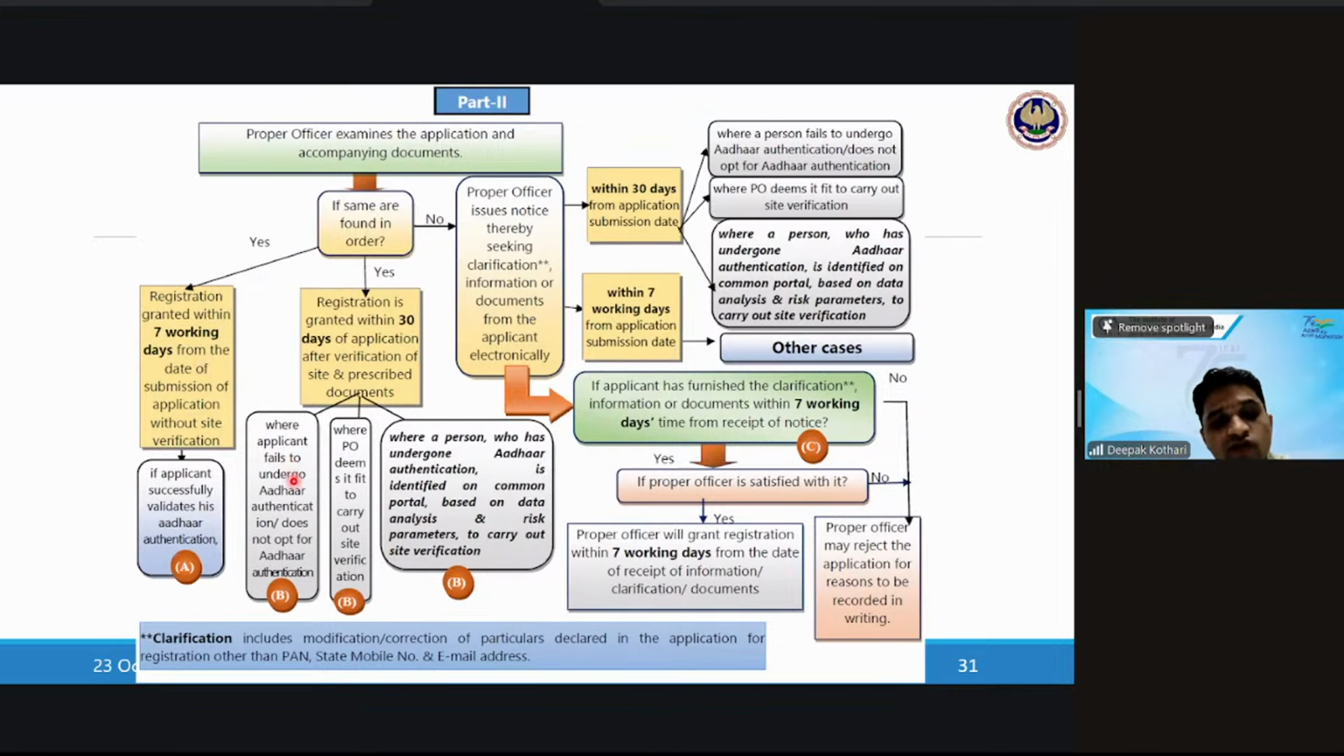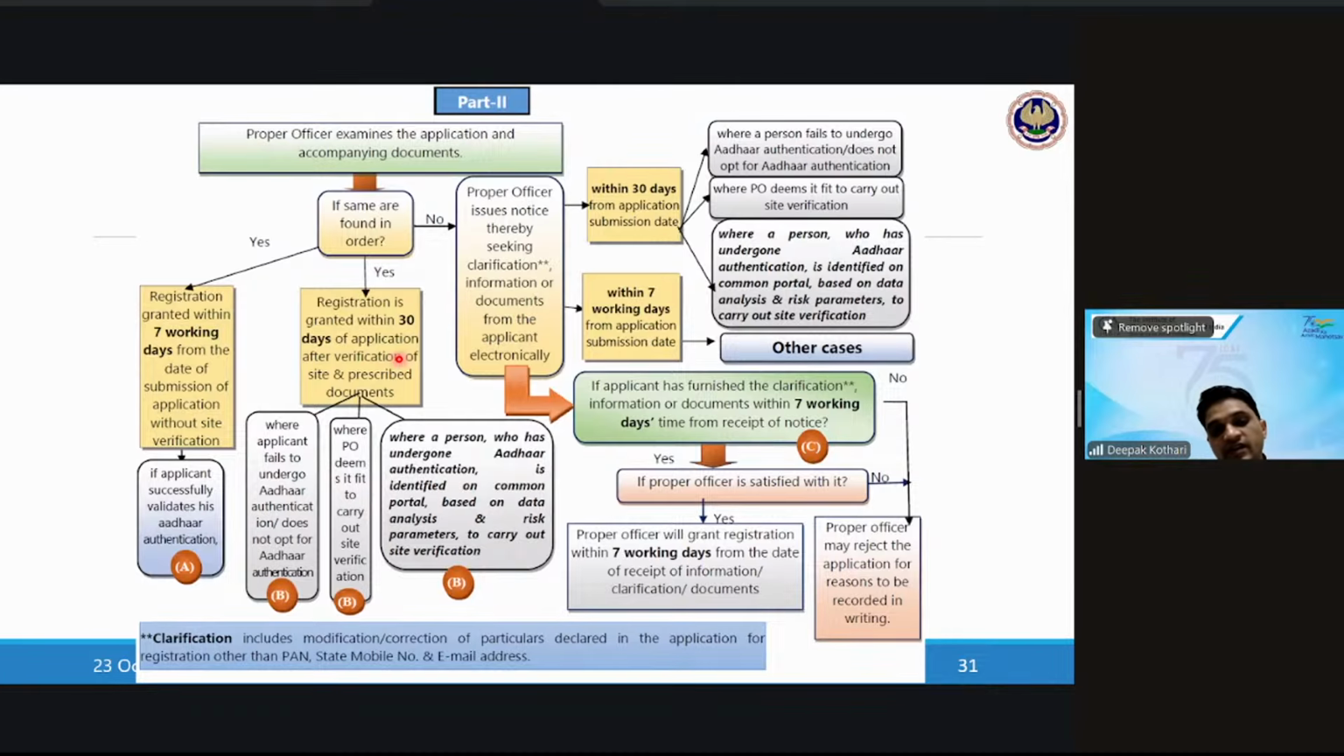फिर एप्लीकेशन फेल्स टू अंडरगो आधार ऑथेंटिकेशन, आपने आधार ऑथेंटिकेशन नहीं किया है या फिर ऑफिसर को लगता है कि आपका रजिस्ट्रेशन फेक रजिस्ट्रेशन है, और person who has undergone Aadhaar authentication is identified on the common portal to be a based on data analysis and risk parameters to carry out site verification. क्योंकि आपका रिस्की है, आपने पहले भी अप्लाई किया है और आपका रिस्क कैटेगरी में आइडेंटिफाई हुआ है, then what will happen? Registration will be granted within 30 days. Why? क्योंकि 7 वर्किंग डेज में ऑफिसर इंस्पेक्शन के लिए नहीं आएगा.